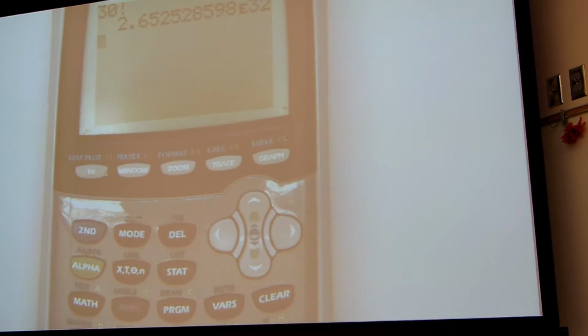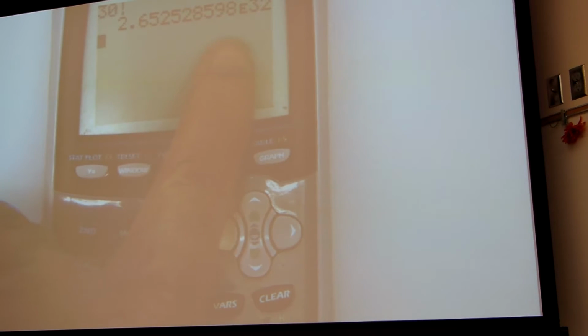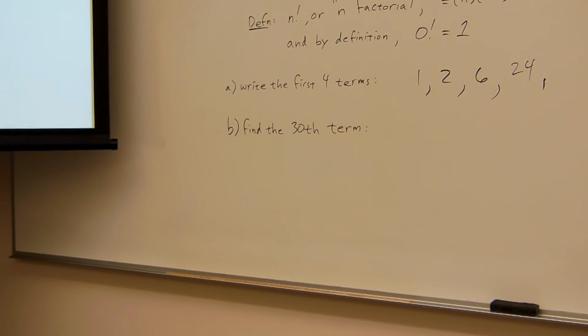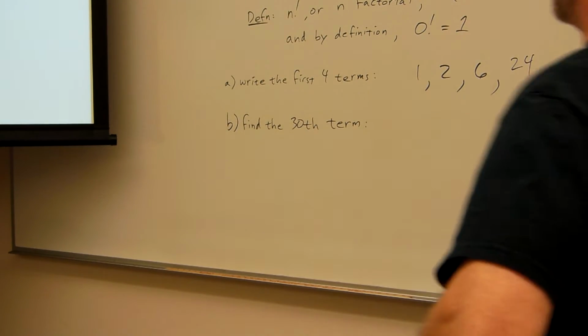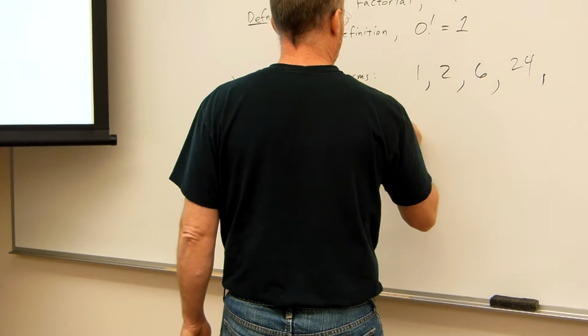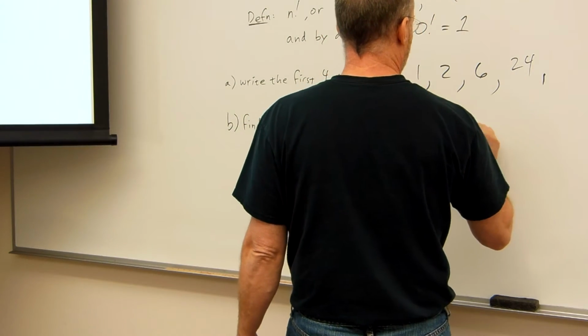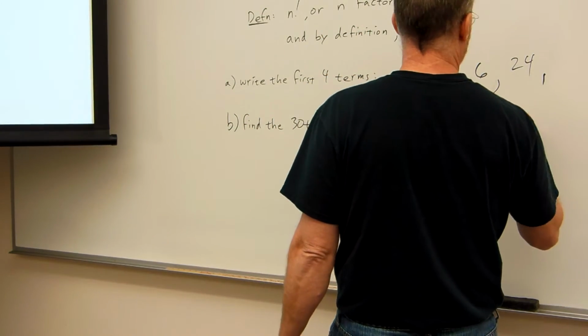Whoa! I get a lot of stuff in here. This is actually a rather huge number, because this is calculator E's for scientific notation. This E means times 10 to the 32nd power. My goodness. So the 30th term of this sequence, I can come back to this board, the 30th term is actually approximately 2.65 times 10 to the 32nd power.